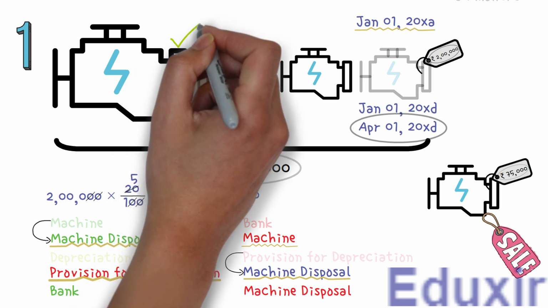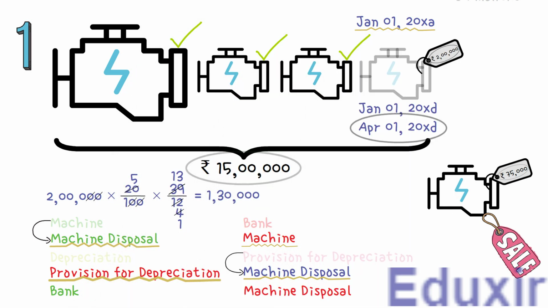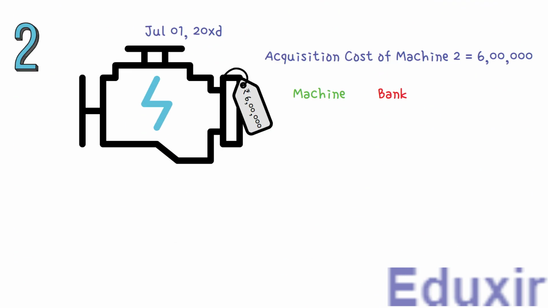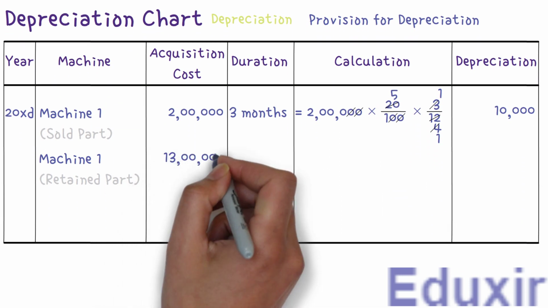Now, the acquisition cost of all the retained machines needs to be considered for calculating the depreciation at the end of the accounting period. So, from the total acquisition cost of 15 lakh rupees, let's subtract the acquisition cost of the sold out machine, which is 2 lakh rupees. Subtracting, we get 13 lakh rupees. This is the acquisition cost of the first group of machines that are retained by the business. So, let's write 13 lakh rupees in the acquisition cost column.